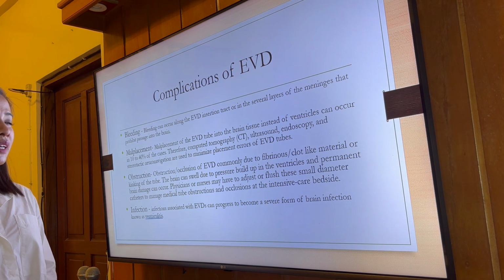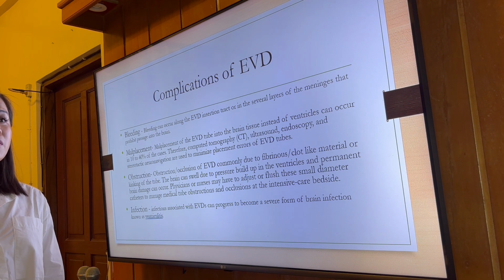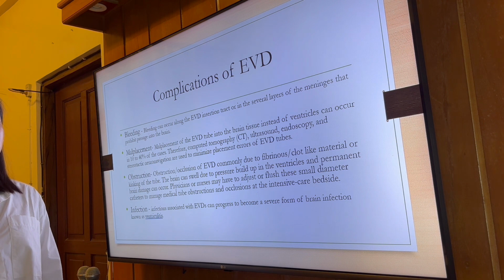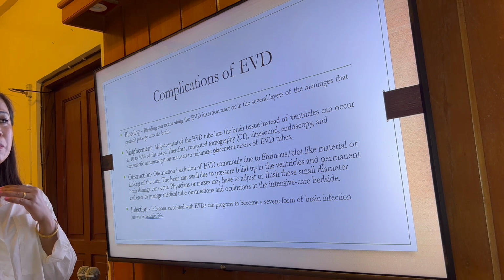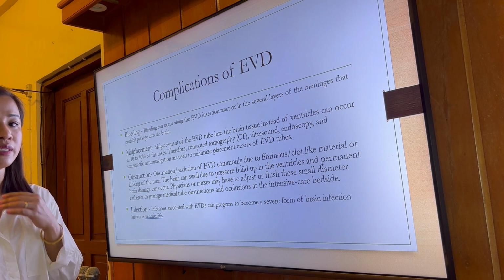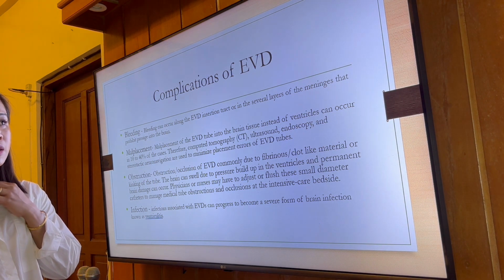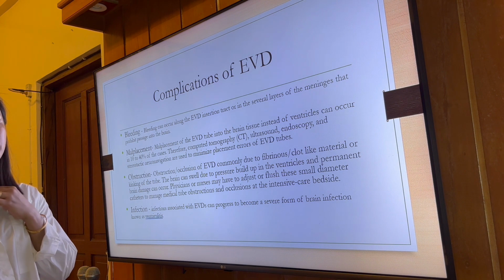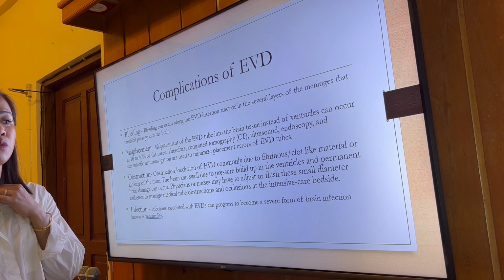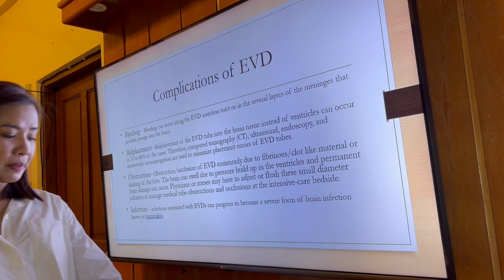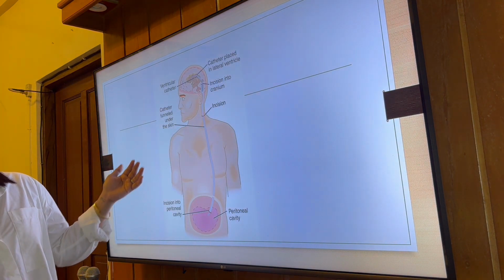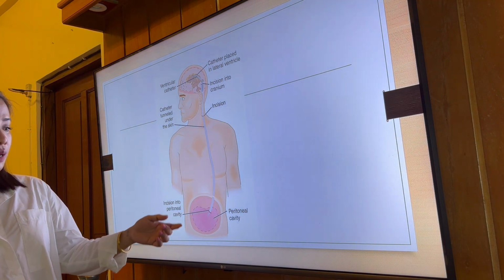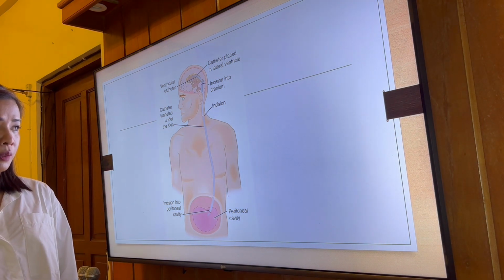So how long can EVD stay in the patient? EVD rarely stays in place for more than 14 days. After 14 days or so, the doctor can proceed to VP shunt. That is a catheter that also drains to the peritoneal cavity of the patient.